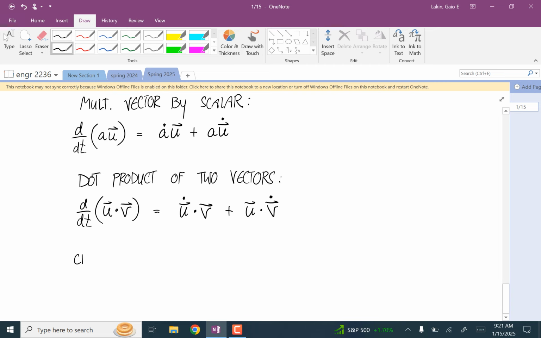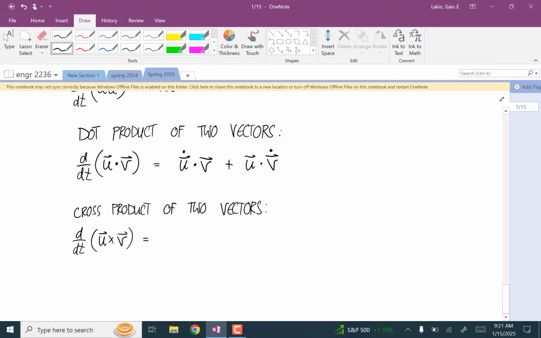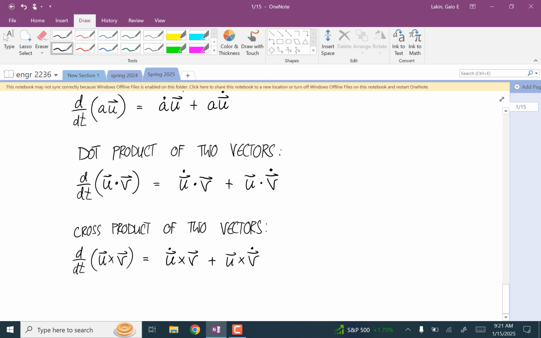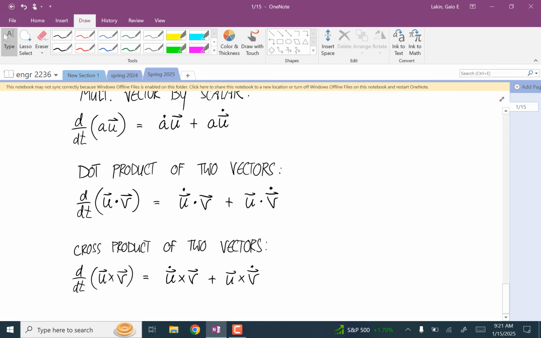So what about the cross product of two vectors? Okay, so now we're taking d dt of u cross v. This is equal to u dot crossed with v plus u crossed with v dot. Okay, so in that, you can see all of these are kind of just the way you would guess they are.